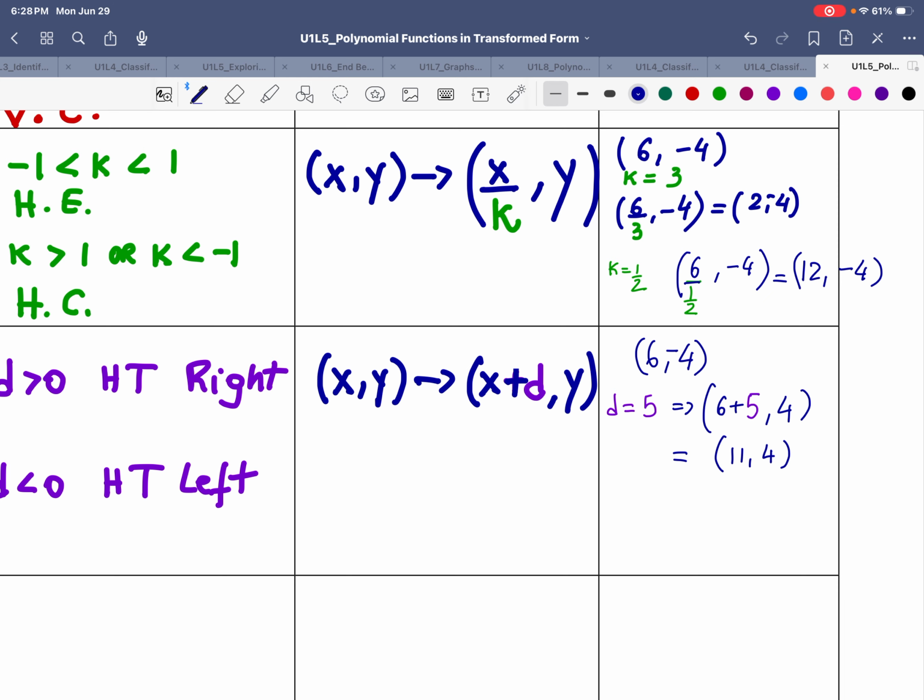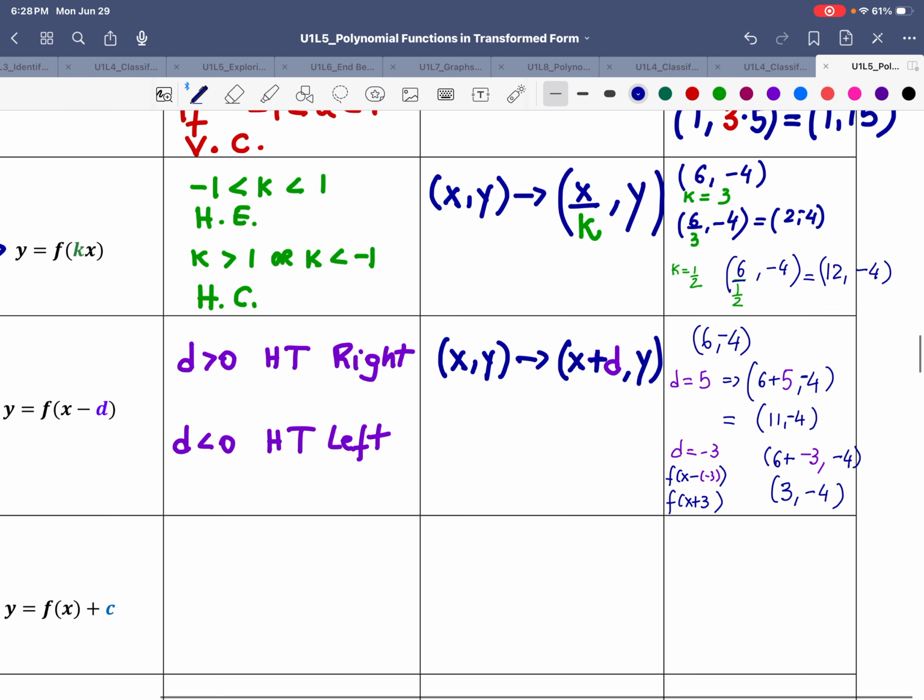So if d happens to be a negative number, for example, d equals negative 3, which will happen when we have the function f of x minus negative 3, or f of x plus 3, then the coordinates of the image points will be 6 plus negative 3, and the y value will stay the same, negative 4. So we have 6 plus negative 3, which is 3, and negative 4.